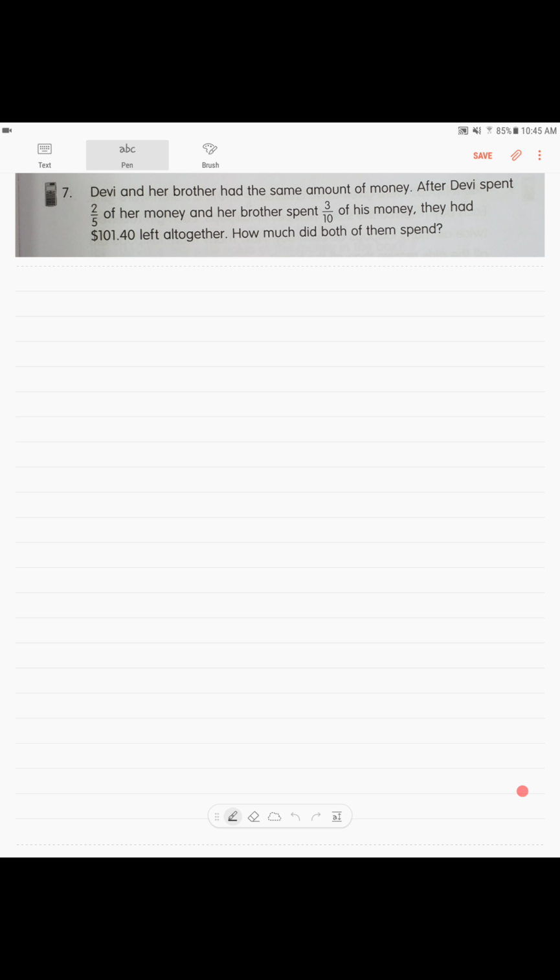Okay, next one. Devi and her brother had the same amount of money. After Devi spent 2/5 of her money and her brother spent 3/10 of his money, they had $101.40 left altogether. How much did both of them spend? Okay, so what you have is you have Devi and you have her brother. Okay, and you have different fractions, right? You're thinking about the fraction 2/5 and the fraction 3/10, right? If you want to make them comparable, you will need to bring them to a common denominator. So as a model drawing, it's going to look like that.